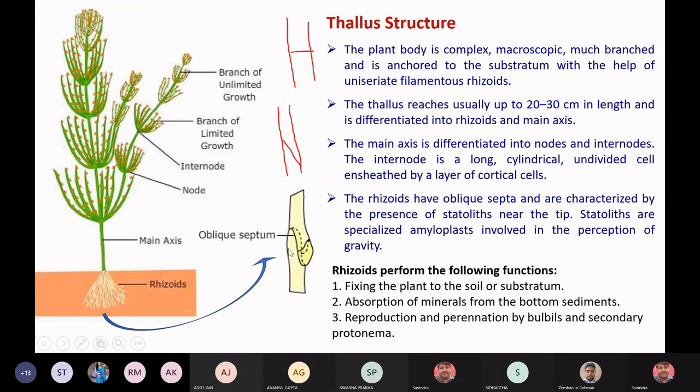There is one more term, statoliths. What does it mean? They are the specialized amyloplasts involved in the perception of gravity. Before going to the next slide, you should know the main function of rhizoids. जो roots के function होते हैं plant में, the same way you can imagine the function of rhizoids for Chara: fixing the plant, absorption of minerals, and reproduction by bulbil and secondary protonema.